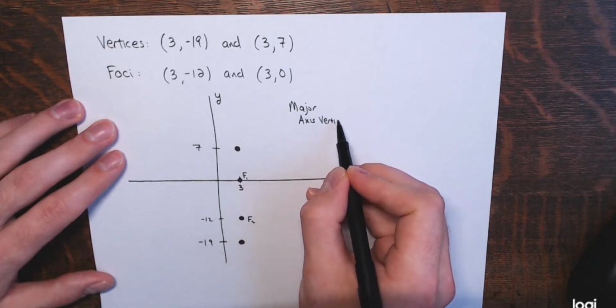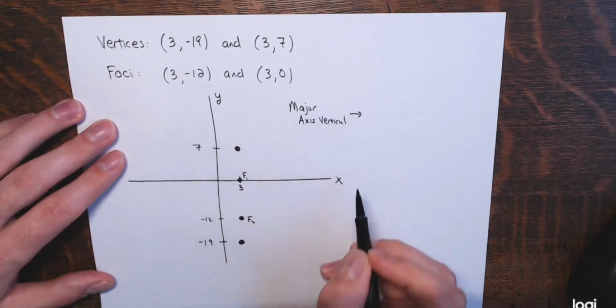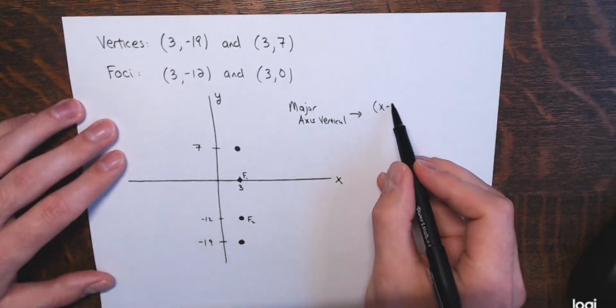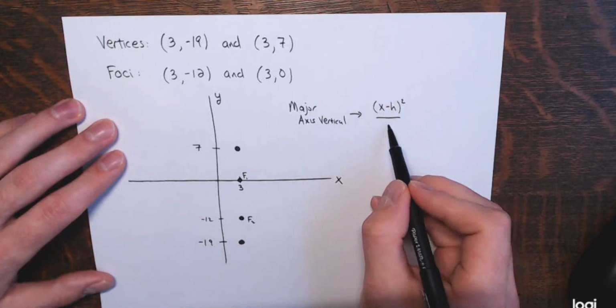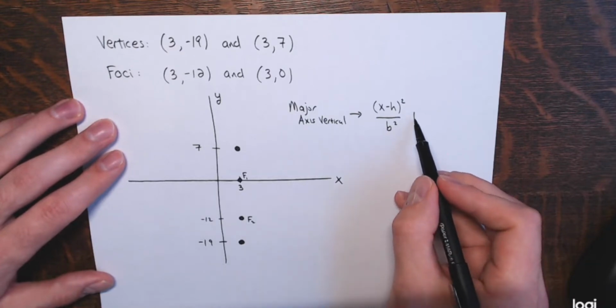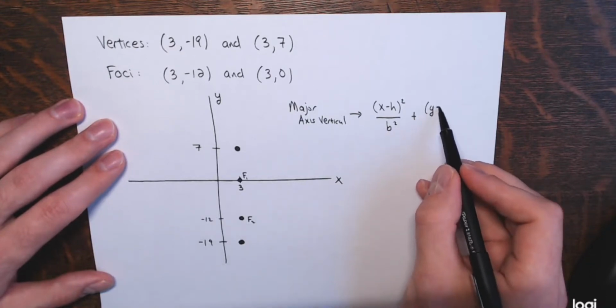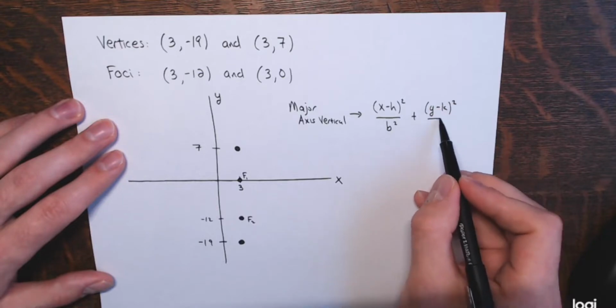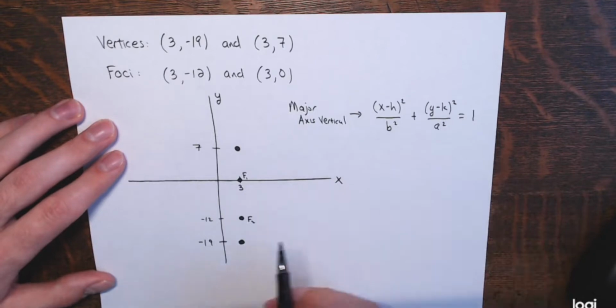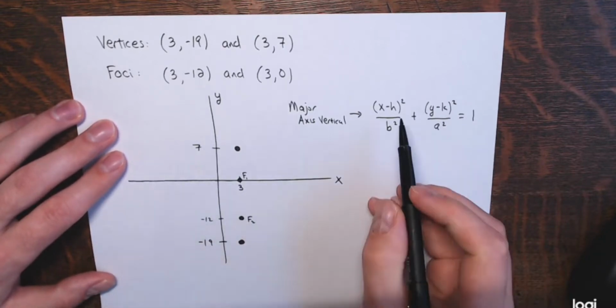And that means you're trying to fill in the following equation. (x - h) squared over b squared, right? The smaller denominator is going to be under the x, plus (y - k) squared over a squared. The larger denominator is going to be under the y if the major axis is vertical, and then you have equals 1. We're trying to fill in h, k, a, and b.